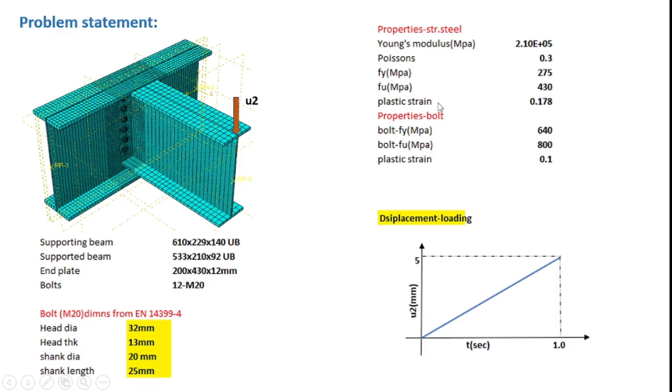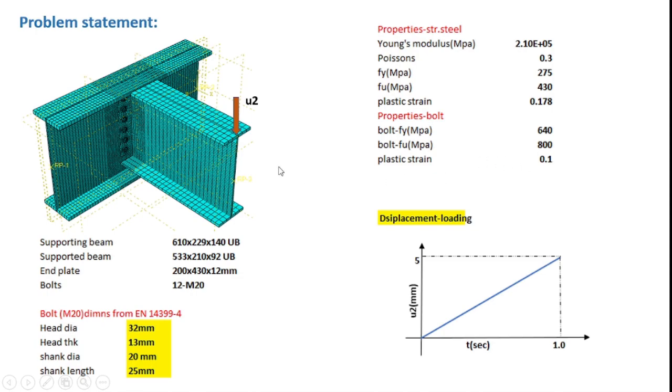The plastic strain at this Fu level is taken as 0.178, and the corresponding properties of the bolts, which are based on the selected class of 8.8, is given here. We have Fy of 640 MPa and the ultimate tensile strength, that is Fu, is 800 MPa, and the plastic strain at this level is taken as 0.1.